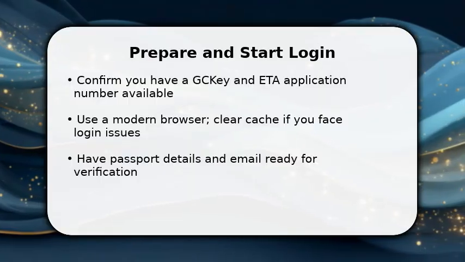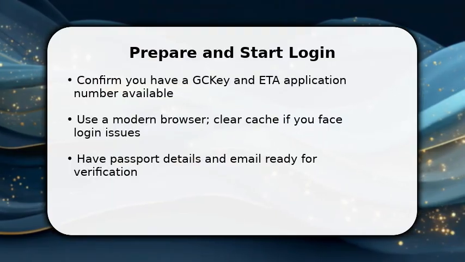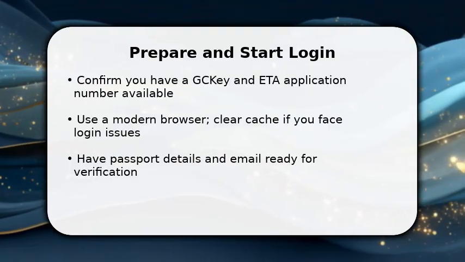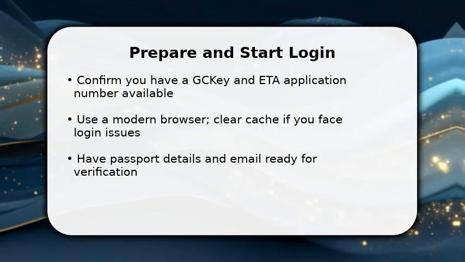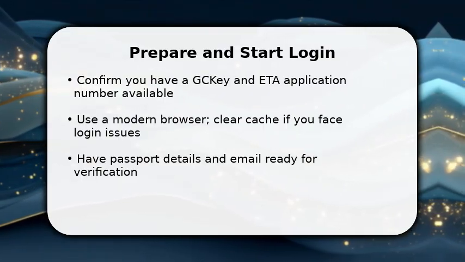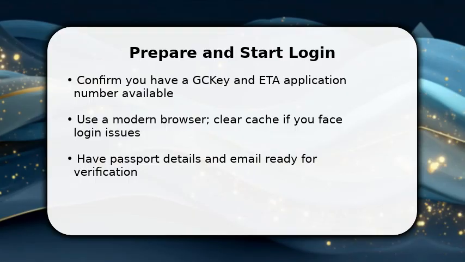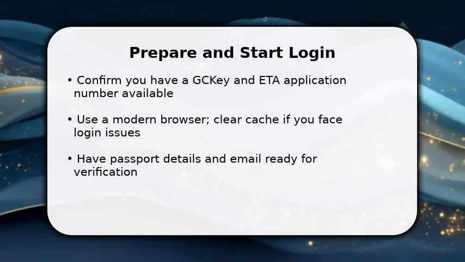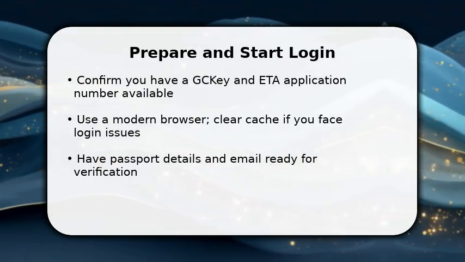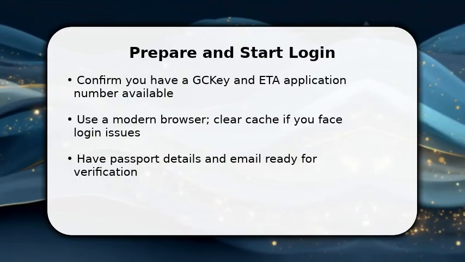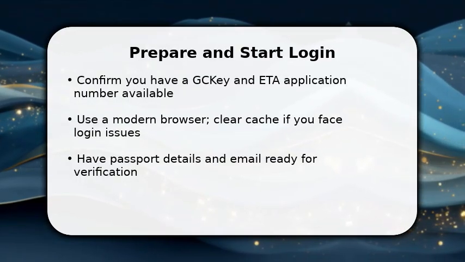You begin by confirming two essentials: your GCKey credentials and the EDA application number. Once confirmed, open the government site and choose GCKey Sign-In. Do this now so you don't lose progress. Make sure to enter your GCKey exactly, including case sensitivity, and complete any multi-factor prompts.